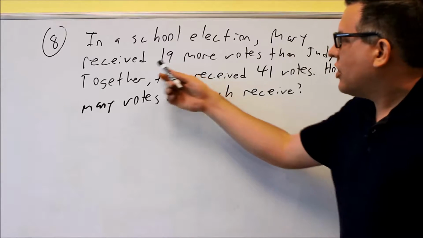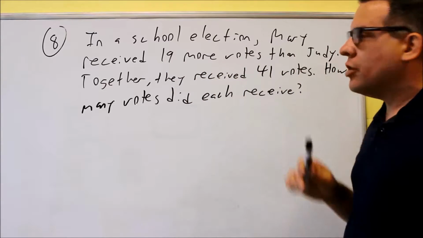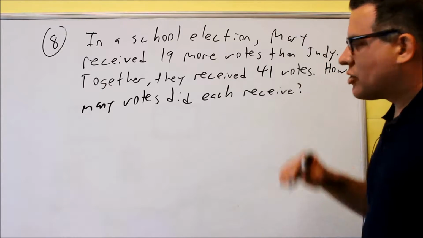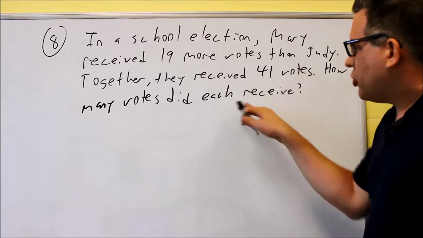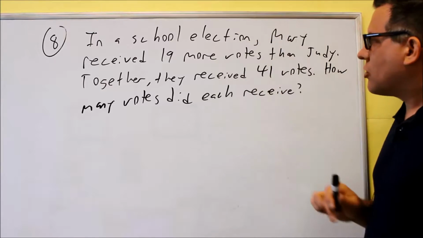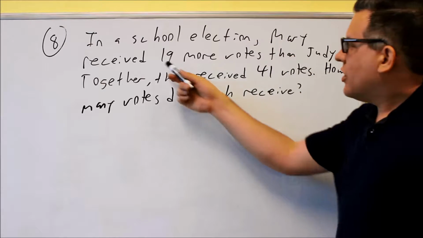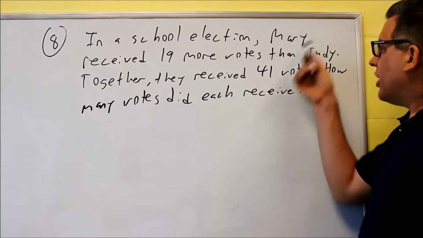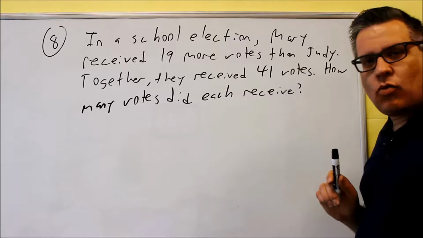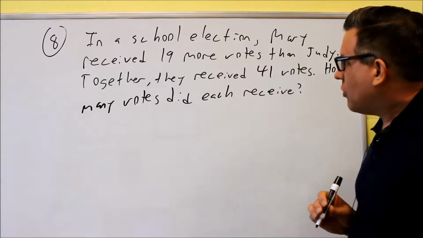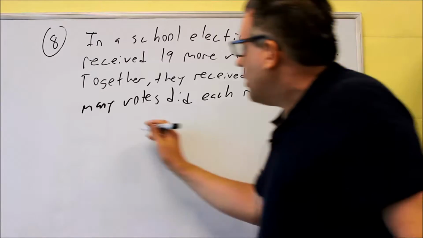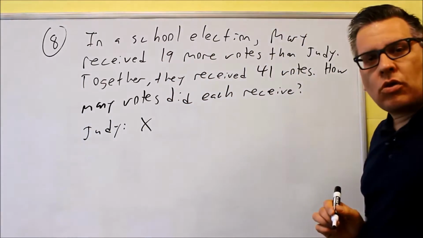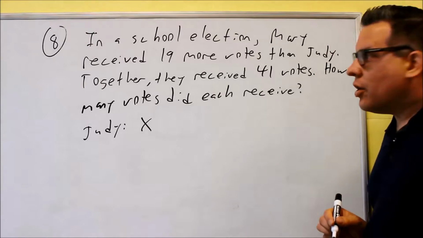School election, Mary received 19 more votes than Judy. Okay, that right there, we have to set up some algebra with it. Then we'll jump down to the rest of it. So let's first go ahead and set this one up. Now, it said Mary received 19 more votes than Judy. Now, whenever you see more than or less than, whatever name appears second, that's what you want to make your main variable. So I'm going to let Judy equal x. Okay, so that's the unknown.